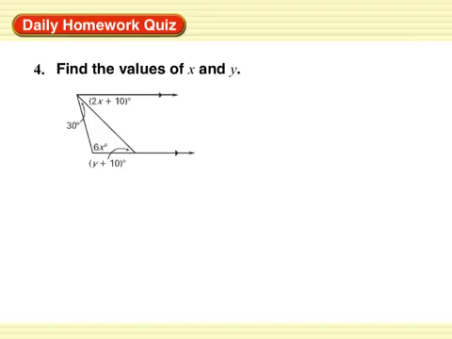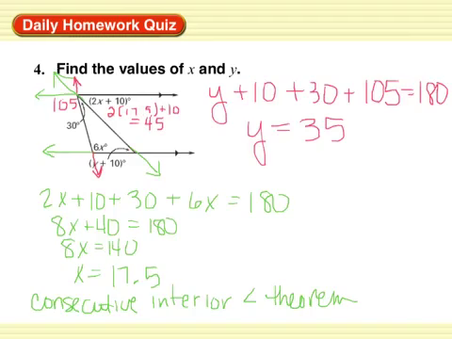Find the values of x and y. I'm going to push pause. Finding x was, I think, easier. I mean, if you look, I extended all the lines out so I could see the transversals better. And if I look at this transversal right here, I can use the consecutive interior angle theorem. So all of this plus all of this equals 180. 2x plus 10 plus 30 plus 6x equals 180. Solve for x.